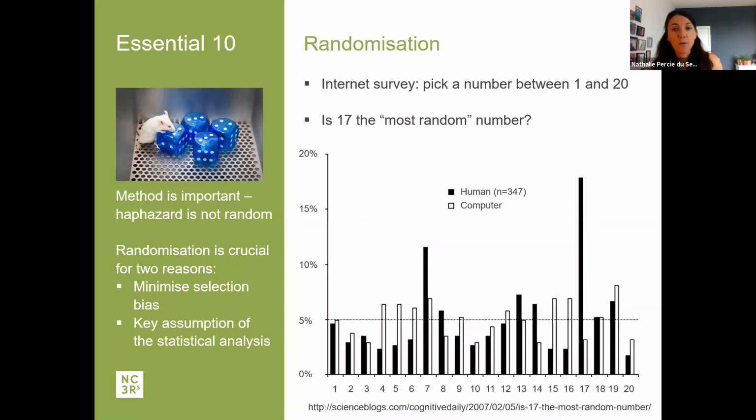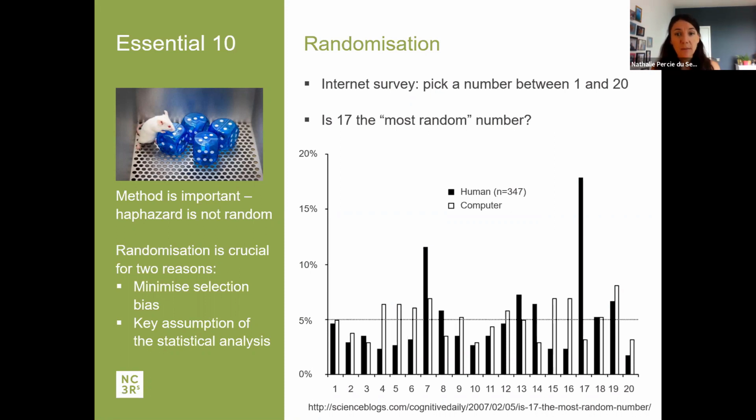The guidelines also insist on randomization and the method that was used to randomize. So when you allocate animals to treatment groups, the method of randomization is very important. Haphazard is not random, and you need to use a validated procedure to randomize animals into groups. So for example, a computer-generated list of numbers, throwing a dice, flipping a coin, essentially anything that you cannot subconsciously influence. And randomization has 2 main purposes.